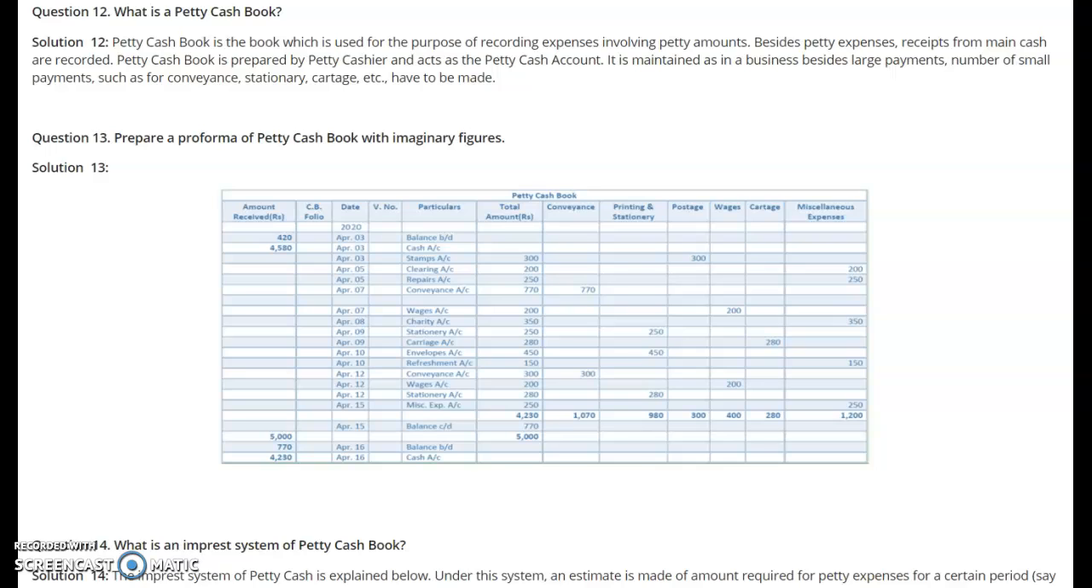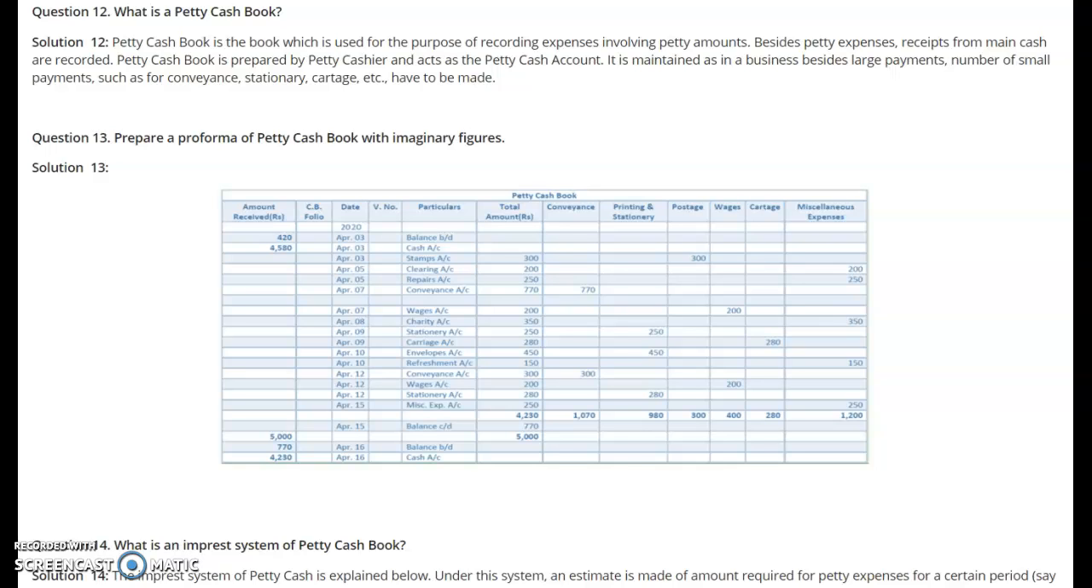Such types of expenses are recorded in the petty cash book, and the person who maintains this cash book is known as the petty cashier. Basically, it does not make a difference who is maintaining it. Even the accountant of the firm can maintain it, but generally a word is used that is known as the petty cashier.